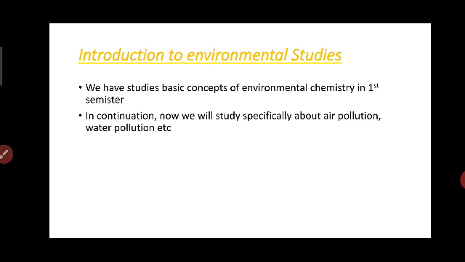We studied the basic concepts of environmental chemistry in the first semester for first year diploma students, and in continuation, in the second semester, we will now study specifically air pollution and water pollution. Air and water are both very important to living things. That's why in this chapter we study air pollution and water pollution. Now, air pollution.